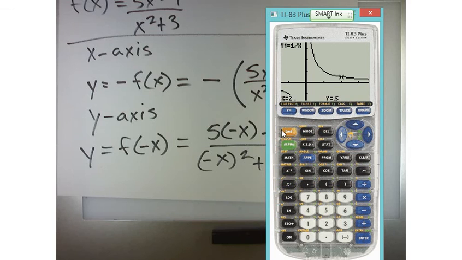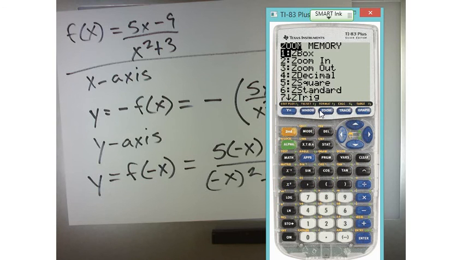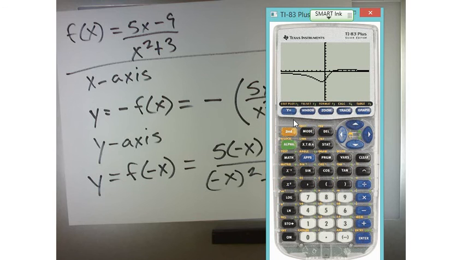All right. So my original function, we're almost done. Hang in there. My original function was 5x minus 9 divided by x squared plus 3. Okay, now if I graph that, this is what I get. That's my graph. And let's do a zoom standard. And that's what the graph looks like.